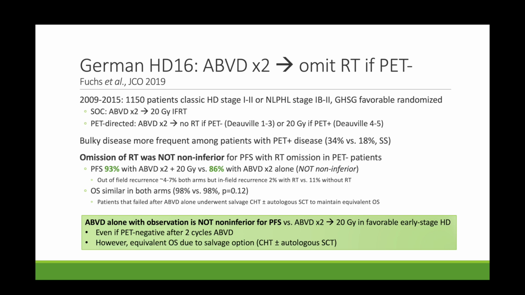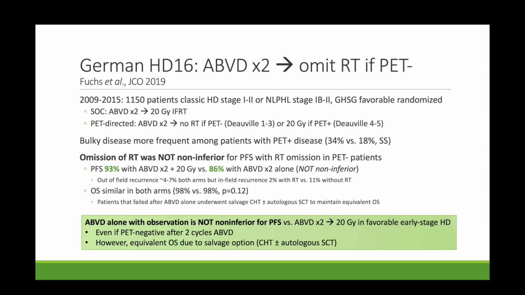And they randomized them to either the standard of care based on HD10, which was ABVD times 2 cycles followed by 20 gray radiation for everyone, or a PET-directed approach where they treated with ABVD times 2 cycles followed by no further RT if they had a complete clinical response on the PET scan. And what is a complete clinical response? So in this trial, it was defined as a Deauville score of 1 to 3. Remember, 3 is where uptake is greater than the mediastinum but less than the liver. So anything 3 or less was considered PET negative, and these patients did not receive any further radiation.